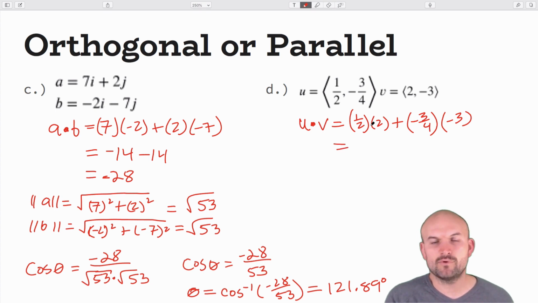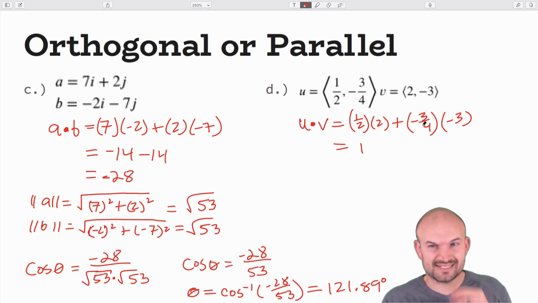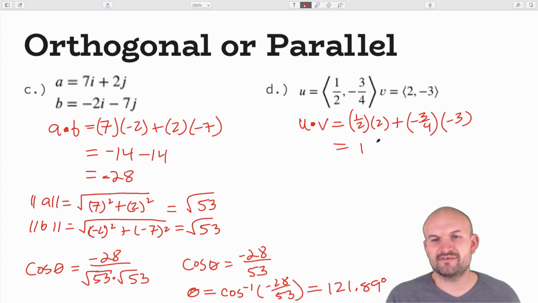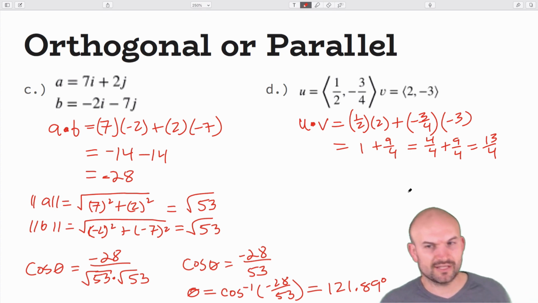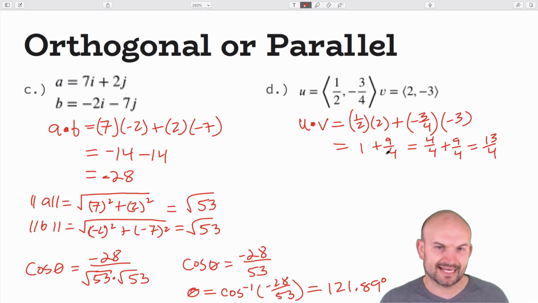So in this case, we have 1/2 times 2, that's going to be 1. And therefore, this is going to be a negative 3/4 times negative 3. Let's see, that's going to give us a positive 9/4. Now, if I combine that, the 1, I could rewrite that as a 4/4 plus 9/4, and you can see my answer is 13/4.